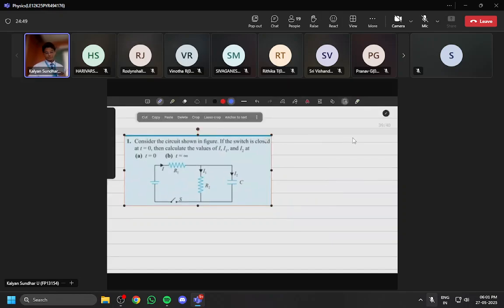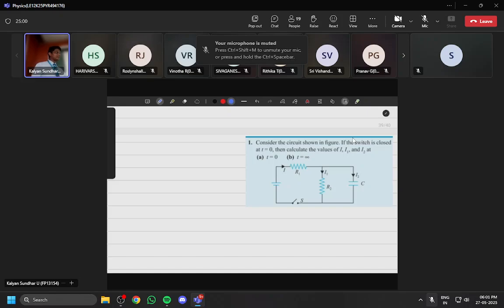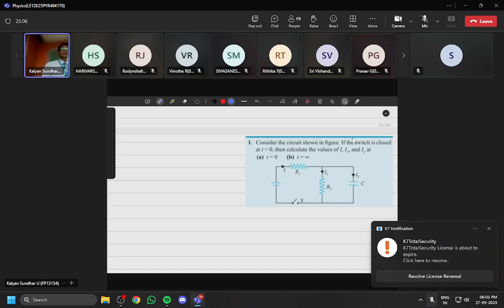Consider the circuit as shown in the figure. If the switch is being closed at time is equal to 0, then calculate the I1, I2. They have given two cases: one is time is equal to 0, that is the initial state, and next the steady state. Time is equal to infinite means it reaches the steady state. In both of these, find out the current value. This is the total current I, this is I1, that is I2.